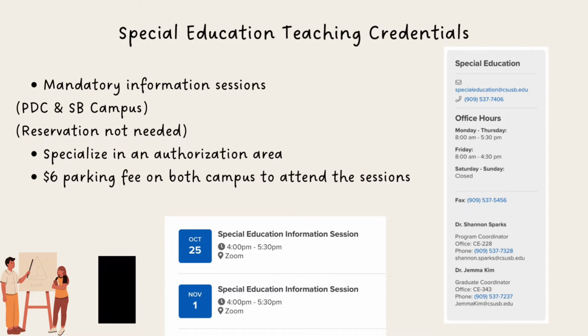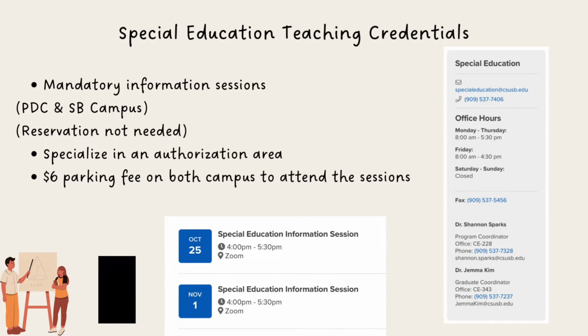Hello guys, this is the special education teaching credential slides. Some important information I have for you is that CSUSB does offer a graduate course of study that leads to a California Educational Specialist credential and a master's of science degree. You have the option to choose from mild/moderate disabilities, moderate/severe disabilities, or early childhood special education.